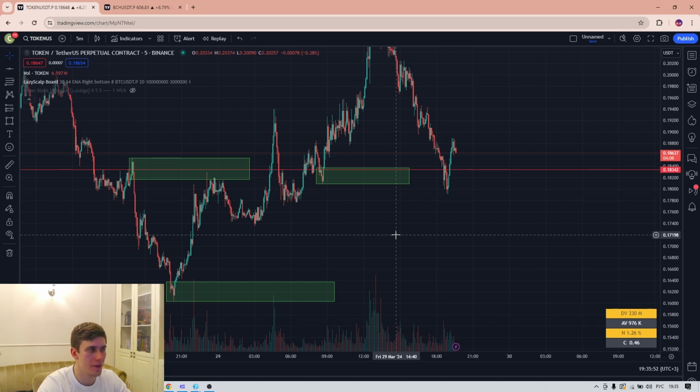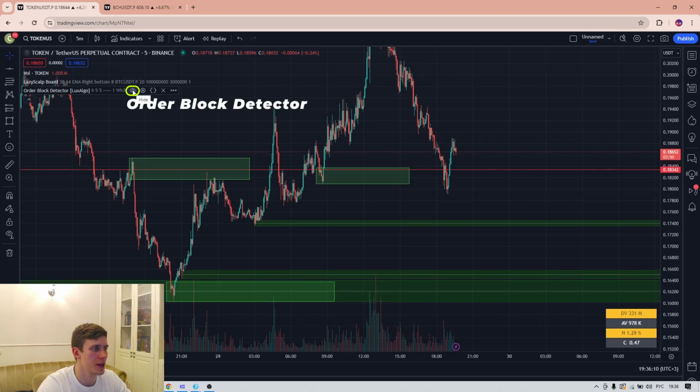Okay, we just selected several order blocks. That's how we select them, logically searching for our formations. There are 3 formations, 3 zones from where we can potentially expect a pullback of the price. Now we turn on the Order Block Detector.